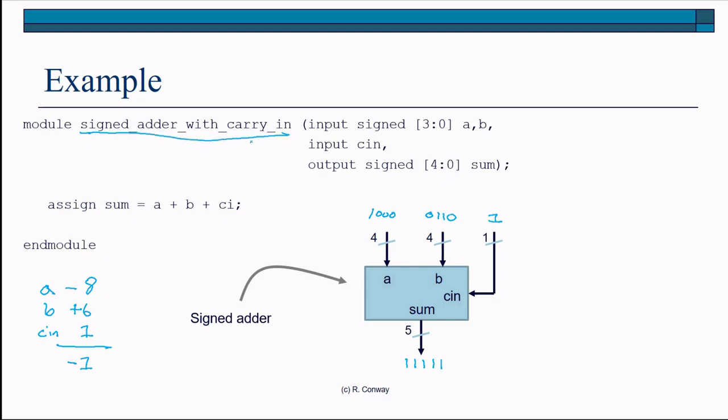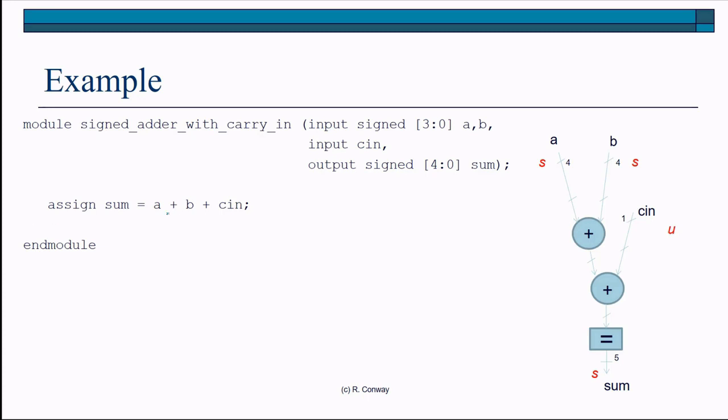Our module, which we call signed adder with carry-in, models our adder. We have the inputs A and B, signed 4-bit values. We have the input Cn, an unsigned input. And then we have the output sum, a 5-bit signed value. And we perform our addition in this way, adding A, B, and Cn. The expression tree for our expression and assignment looks like this.